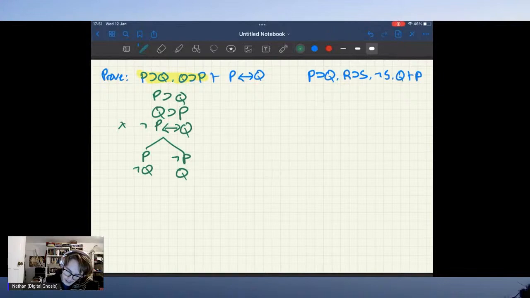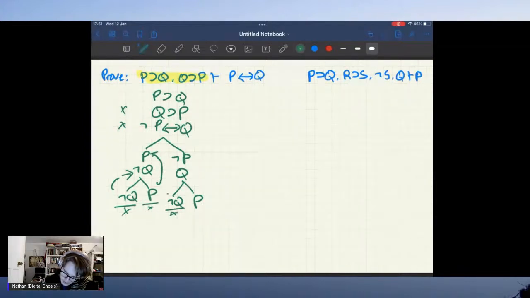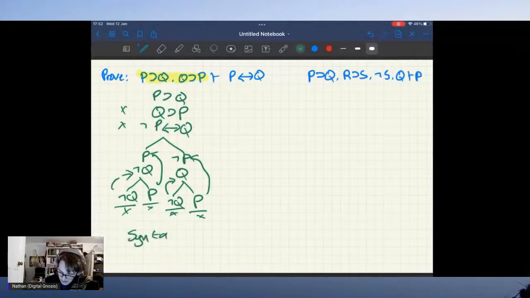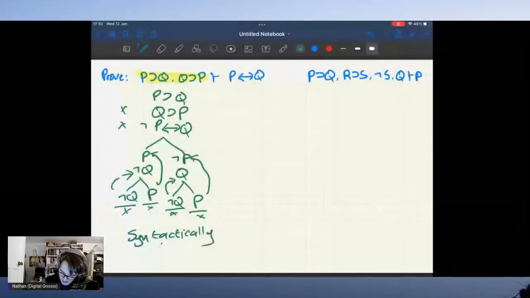Then we're going to go up and apply our next rule. So if you remember that one, we're going to go not Q, then P, and we go not Q, then P. And look at that. We've applied that rule now, and we have a contradiction here, and here, and here, and here. So our Tableau has now closed, and that means that it is syntactically valid.